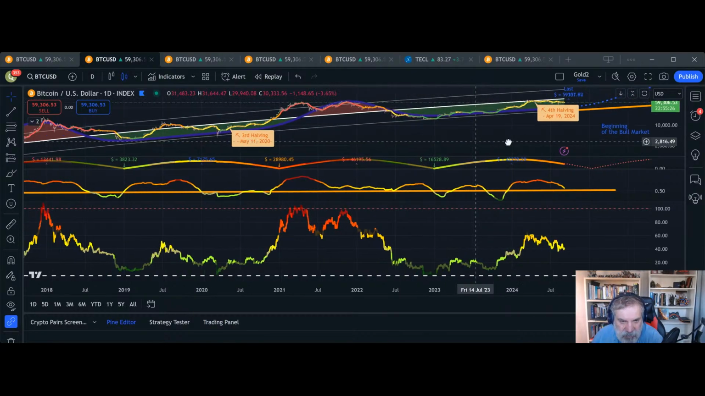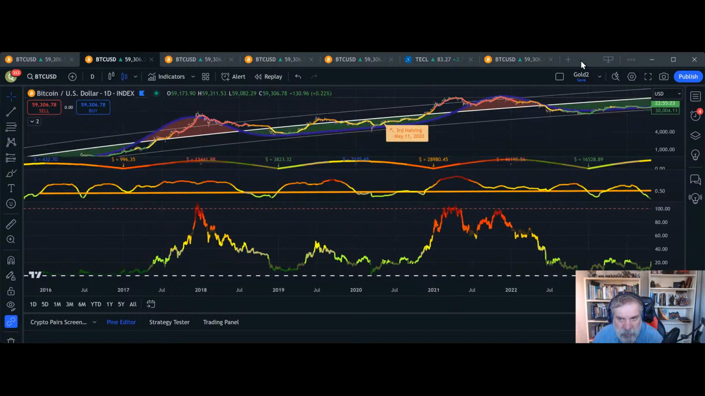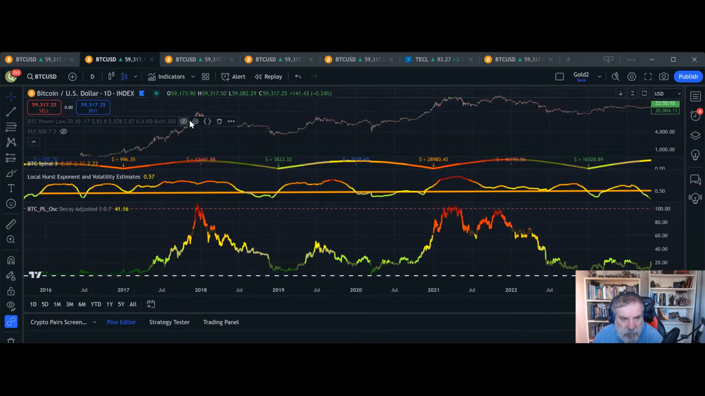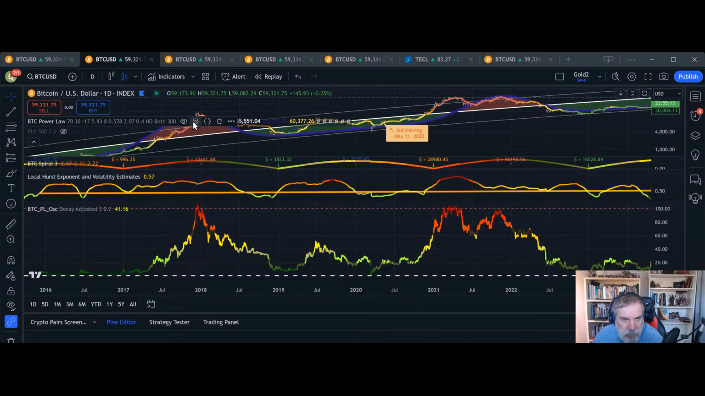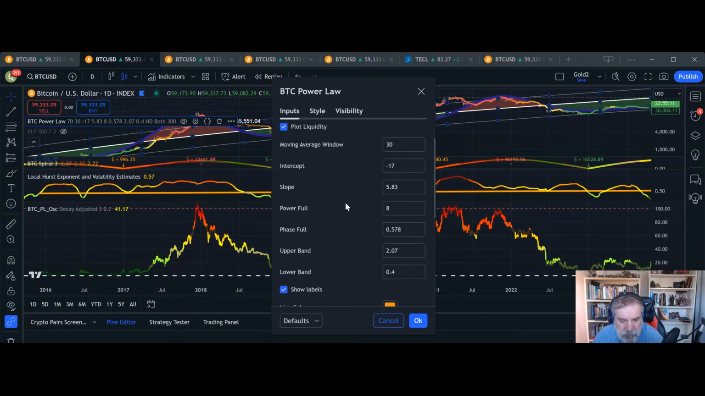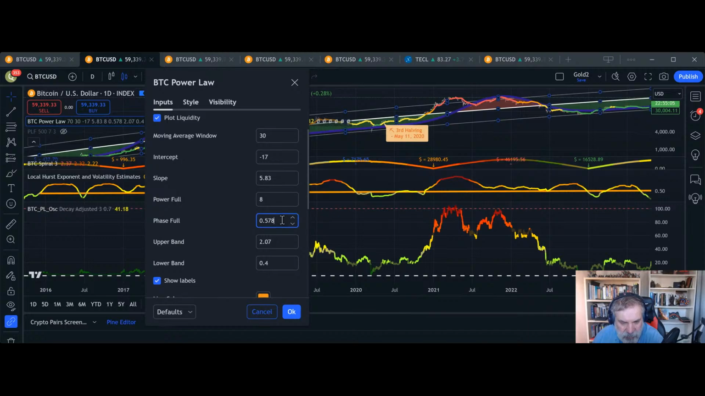In fact, I did this here in this indicator. If you go back to this indicator, which I haven't explained because it has a lot of features, and click here at the bottom on this bolt, you see how I can change the phase. Let's remember this number, 0.578, because I want to go back to it. But let's say I put 1.2. You see how it shifts that peak.